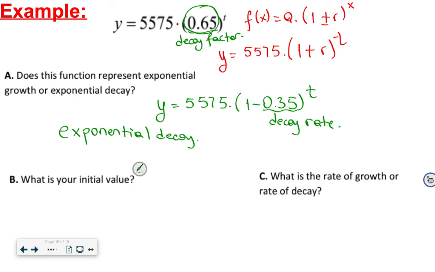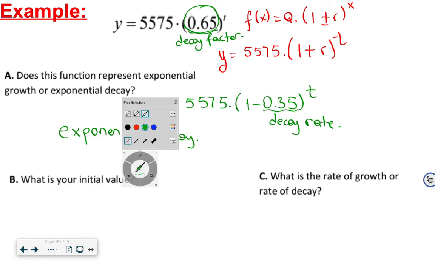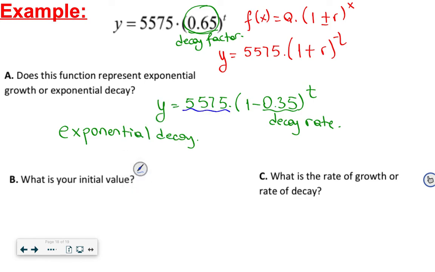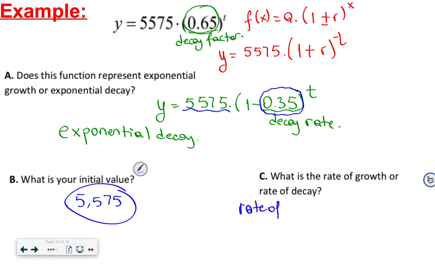What is your initial value? Initial value is 5,575. What is the rate of growth or rate of decay? As I told you, this is called the decay rate. Rate of decay is 35 over 100, or you can say 35%.